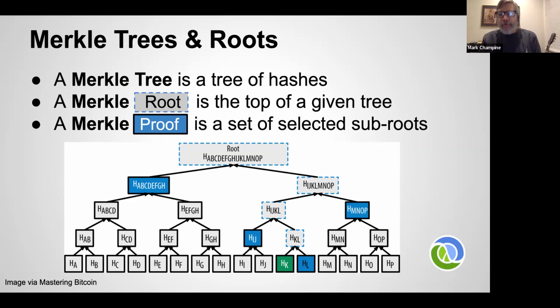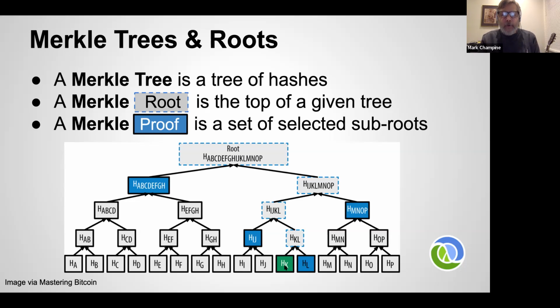So a Merkle proof is a set of selected subroots. And you can see here in the dark blue which subroots would be part of a Merkle proof. The idea is, in this case, we're trying to prove that this hash of node K is part of this set of leaves, set of nodes.